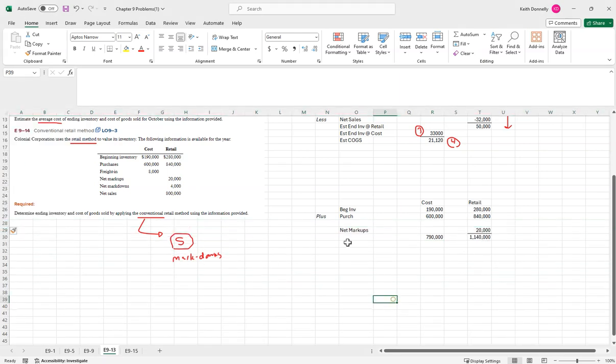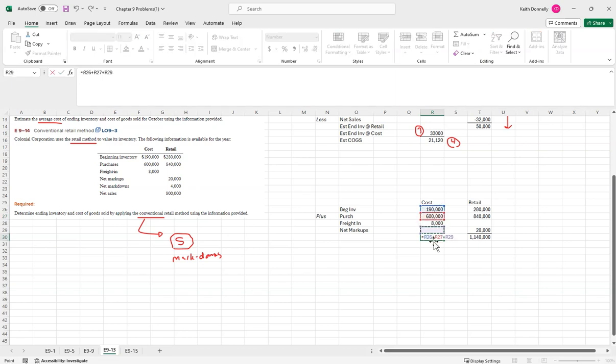I missed an item here. Not a big deal. In purchases, I forgot the freight in, the $8,000. This is kind of counterintuitive, because if you go back to the PowerPoint, freight in is part of cost, but it's not part of retail. Markups are part of retail, but they're not part of cost. So you have to be careful with that. We're going to have 190 plus 600 plus 8, which is 798.